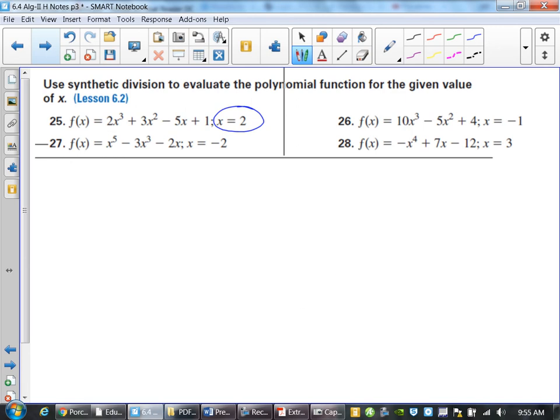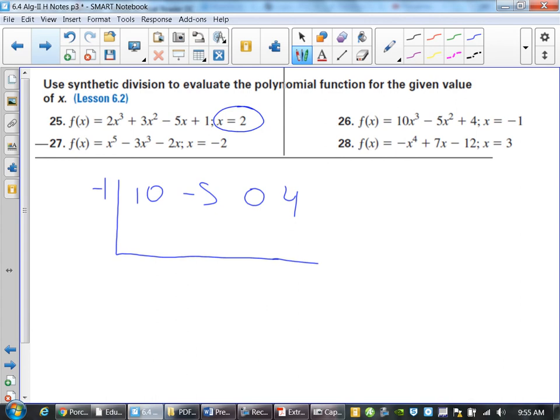So look at 26. You want to synthetically divide with -1. You've got 10x cubed minus 5x squared plus 4. If it's a cubic problem, how many terms should I have? I should have 4. This one only has 3 of them, which means I need placeholders. Where do I put the placeholder? Where the x would be, right, if we keep it in that descending order. So it would be 10, -5, 0, and 4.